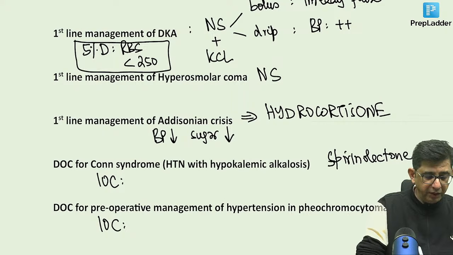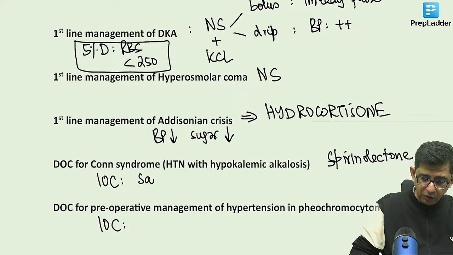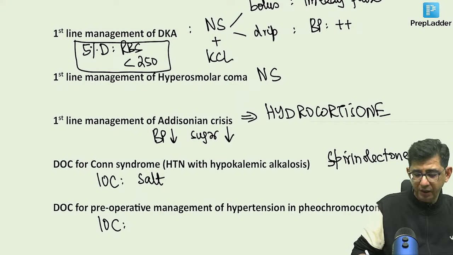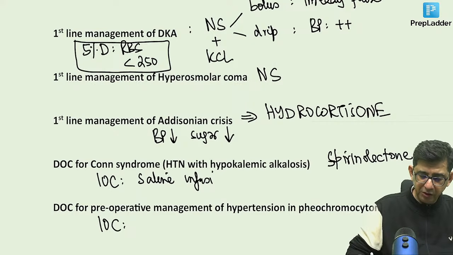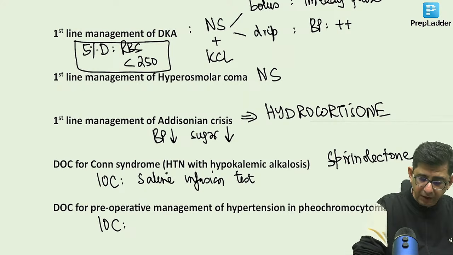The test we'll be using is called a salt loading test, or the saline infusion test. Normally you can suppress aldosterone production, but in Conn syndrome, the suppression fails with the saline infusion test.